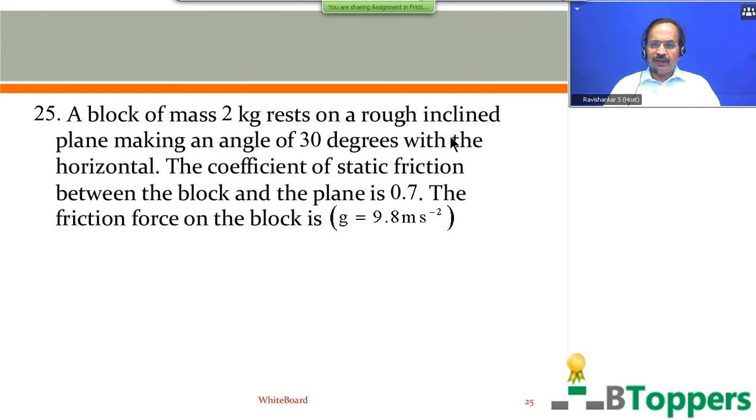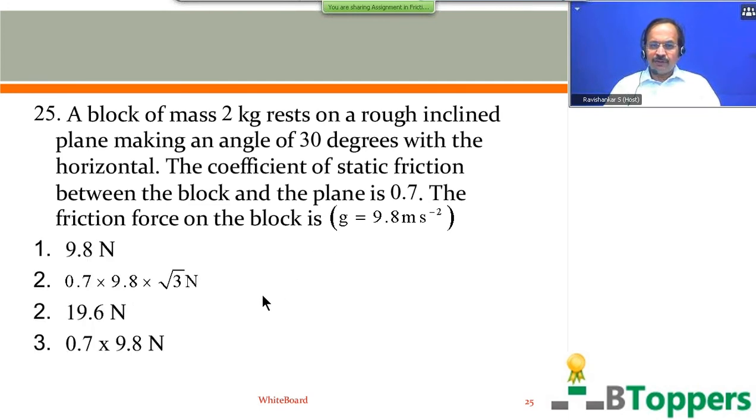A block of mass 2 kg rests on a rough inclined plane, making an angle of 30 degrees with the horizontal. The coefficient of static friction between the block and the plane is 0.7. The frictional force on the block is. You have to try the question. Come on. You have to take G equal 9.8 meter per second square.